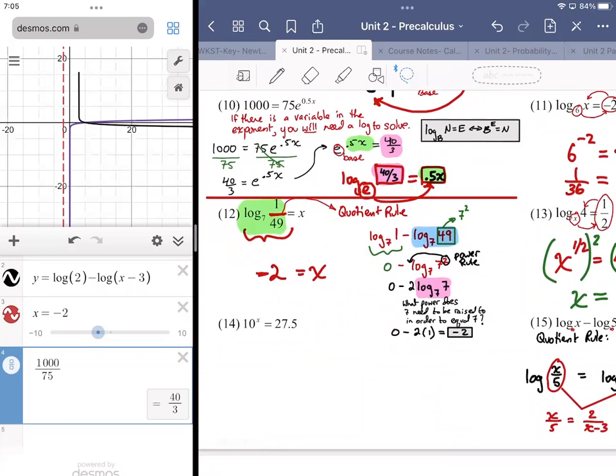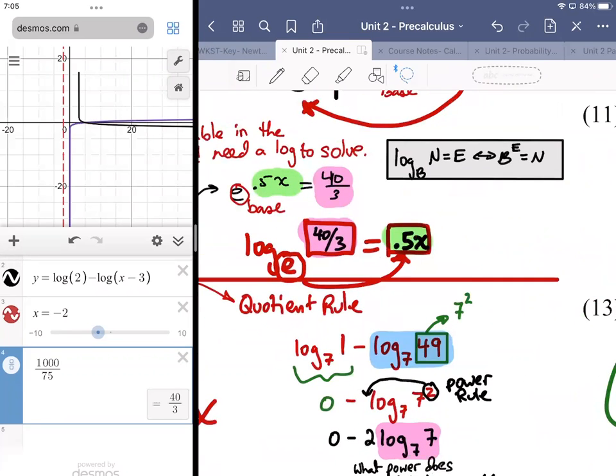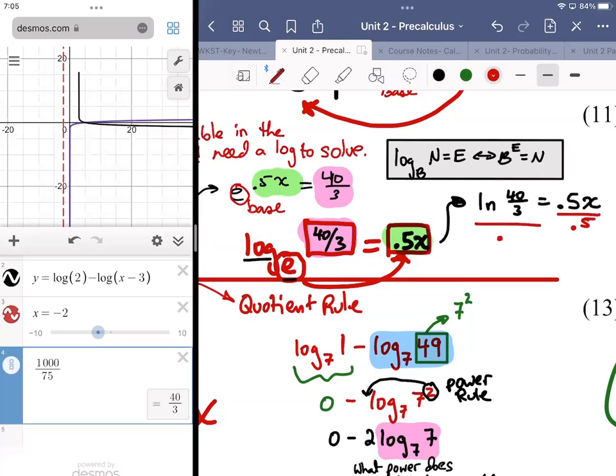Once you have a handle on that, then something like number 14 isn't going to be that bad, right? But to finish this one up, the left side is all calculator work. The right side, I just got that coefficient of 0.5. Just bear in mind, a log base e is the same as a natural log. That could simplify things a little bit. Divide both sides by 0.5, and I'd have my answer, x is equal to whatever this results in.